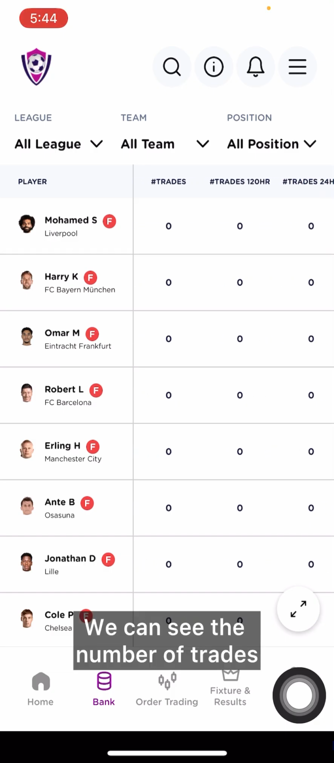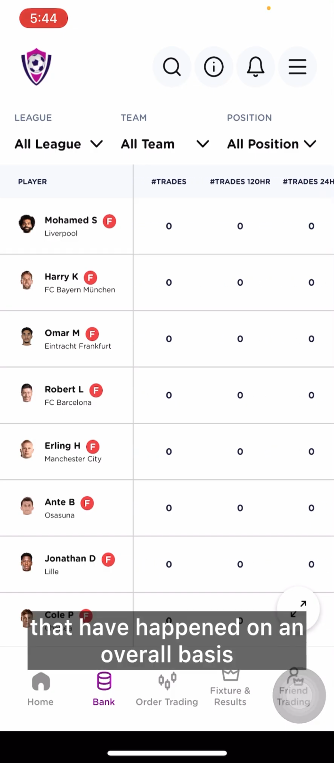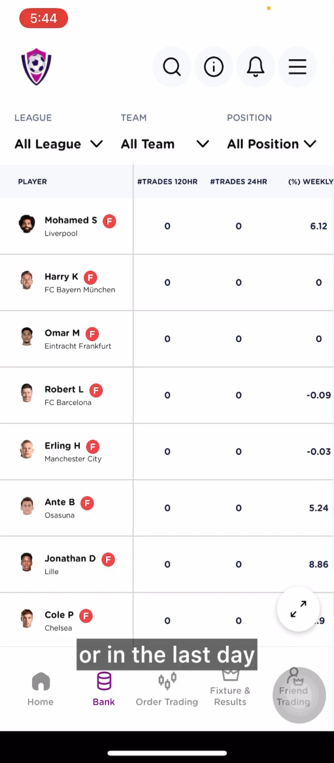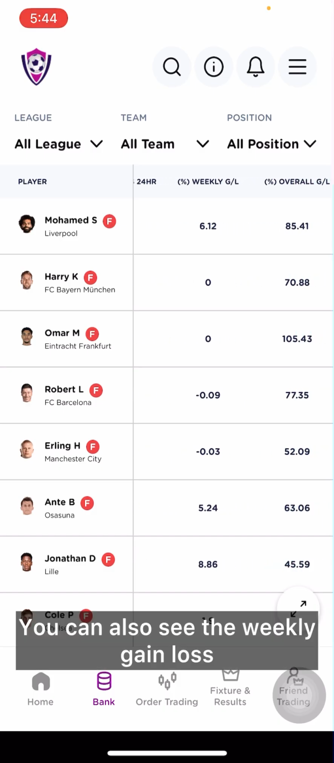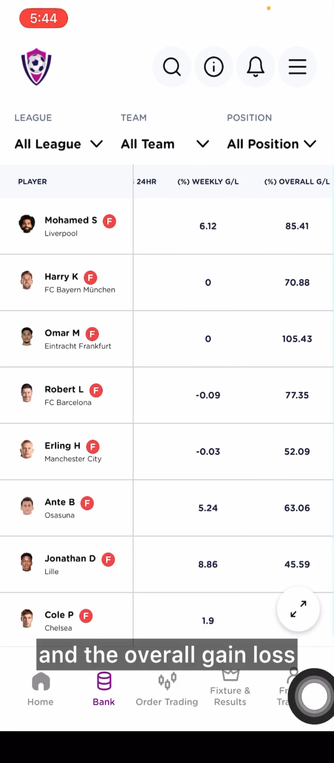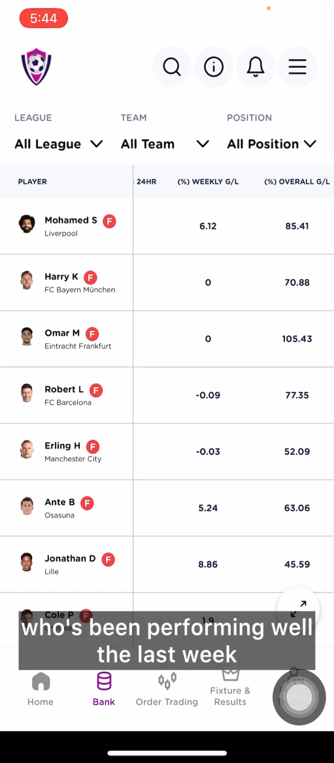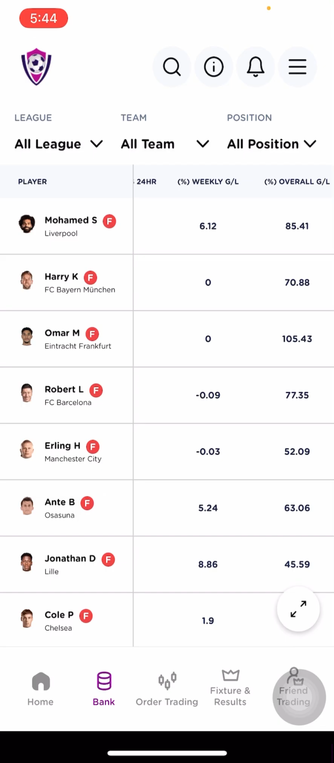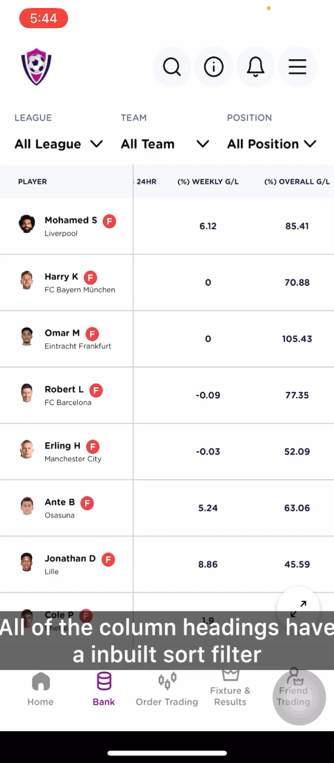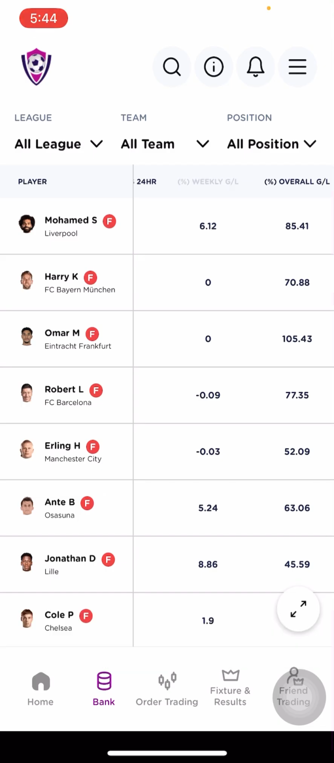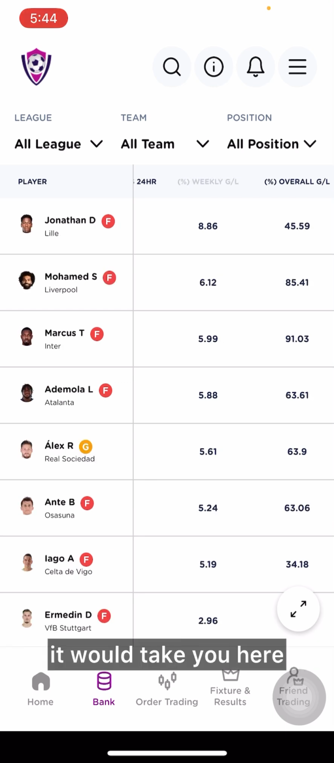We can see the number of trades that have happened on an overall basis, or in the last 5 days, or in the last day. You can also see the weekly gain loss and the overall gain loss. So if you want to see who's been performing well the last week, you can see that out here. All of the column headings have an inbuilt sort filter. So if you were to click on weekly, it would take you here.